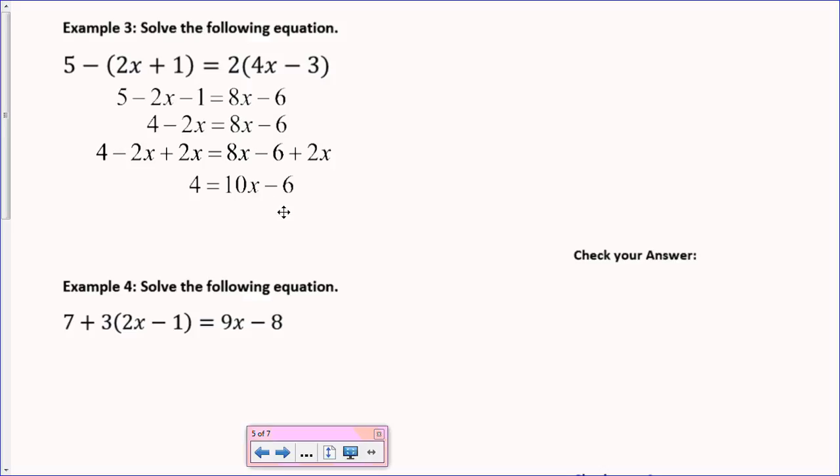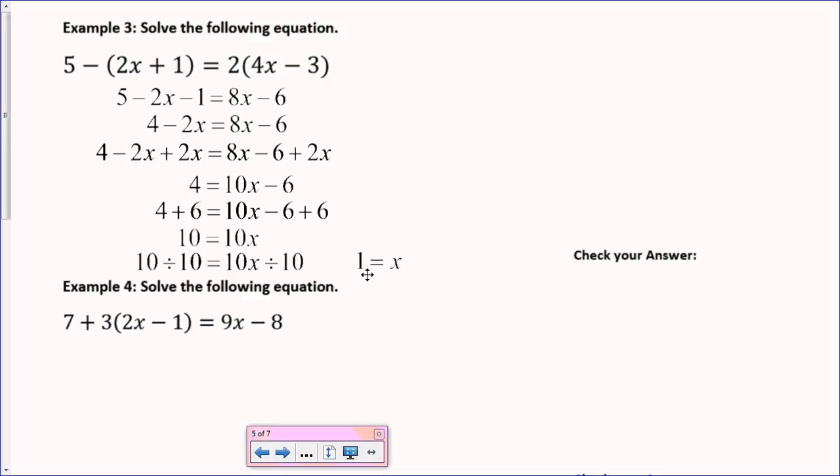Now it's just 2 steps, so I'm going to add 6 to both sides. So that makes us undo any subtraction first. So add 6 to both sides. And then the 6's will cancel out, leaving me with only 10x. 4 plus 6 gives me 10. So I have 10 equals 10x. And then I just divide both sides by 10. And I'm going to get x equals 1.